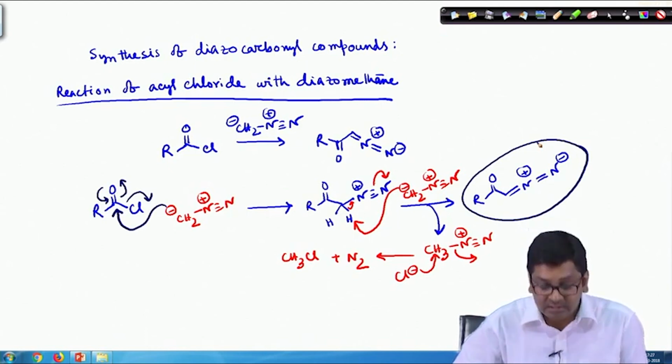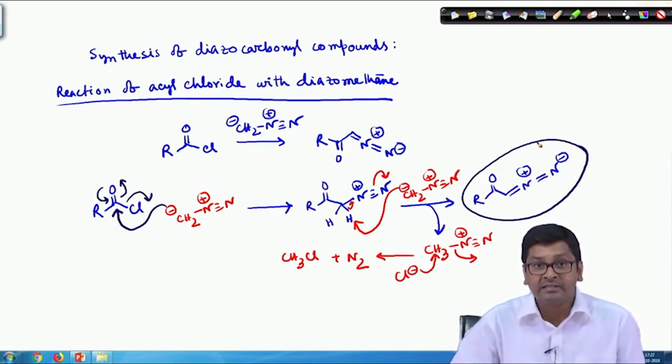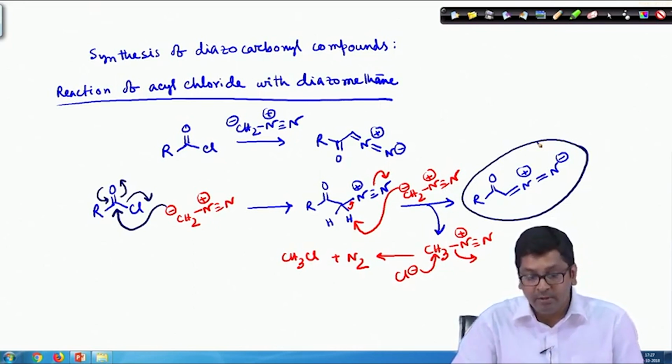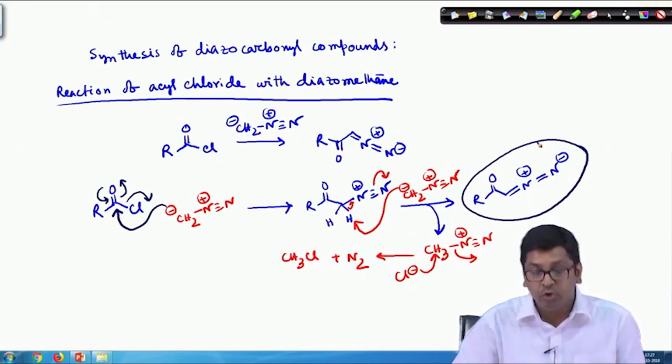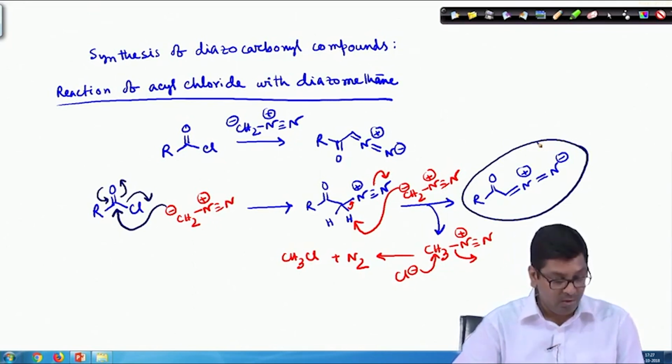Okay. So, what are the starting materials here? The acyl chlorides and diazomethane, and that will react to give you this diazocarbonyl compound. Okay.